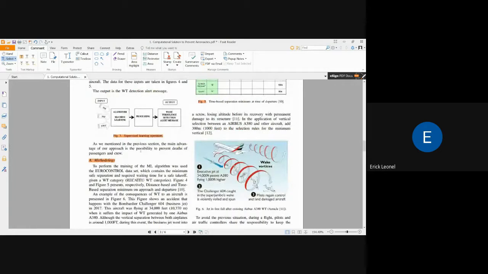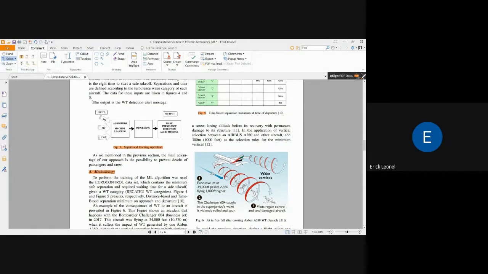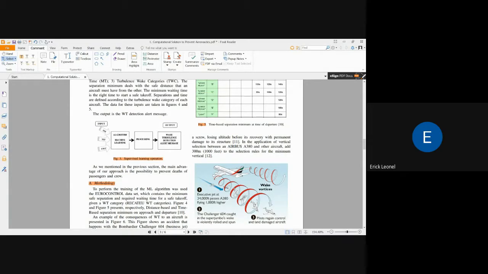This work brings a computational solution using machine learning with 4 methods: naive Bayes, decision tree, K-nearest neighbors, and backpropagation neural networks. The main goal is, using information previously obtained by the ADS-B radios, to apply machine learning algorithms with safety separation rules to predict the presence and category of wake turbulence from other aircraft.